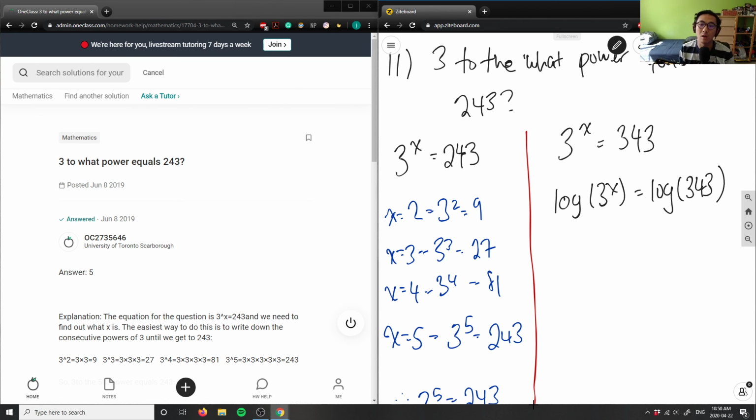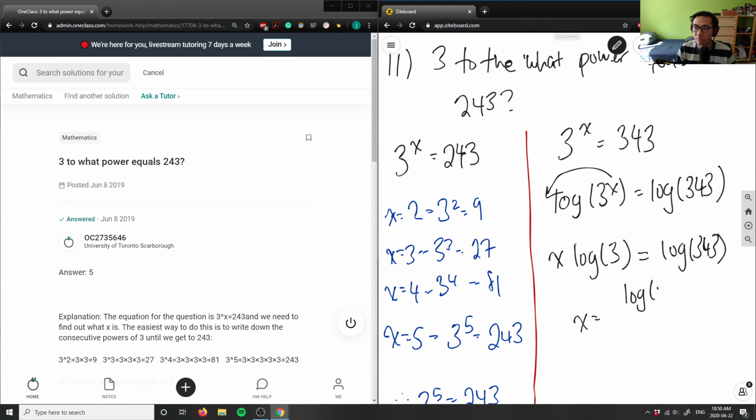What I can do based off my logarithm rules is move this x, the power, and bring it down here. So x becomes x log of 3 equals log of 343 here. And to find x, I would simply move log 3 to the other side, right? x would equal log, or this is 243, not 343. I don't know why I wrote that. This is 243. Log of 243 divided by log 3 here. And this here would give you 5 if you type that into your calculator.